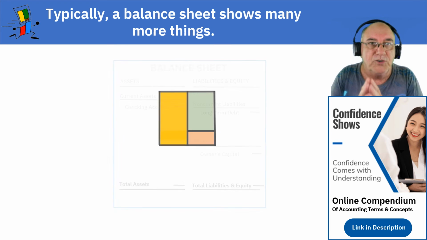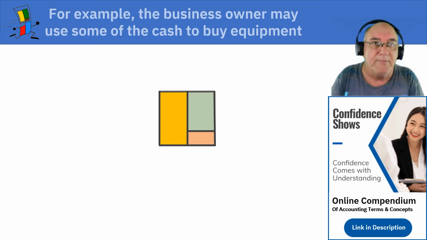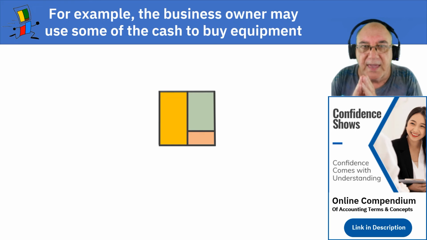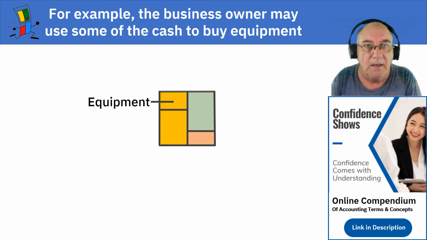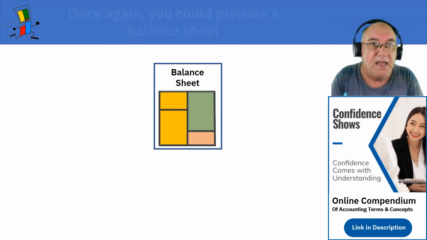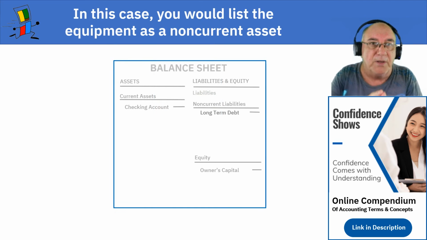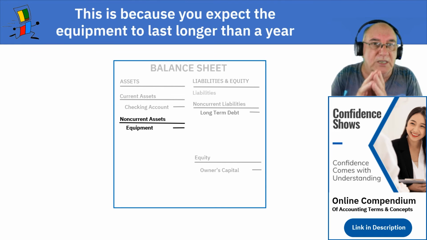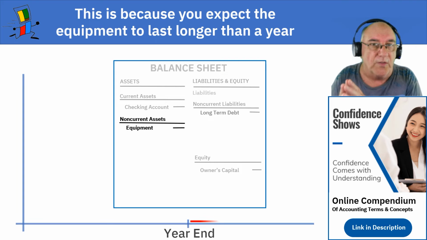Typically, a balance sheet will show many things. For example, the business owner may use some of the cash to buy equipment. Once again, you could prepare a balance sheet. In this case, you would list the equipment as a non-current asset. This is because you expect the equipment to last longer than a year.